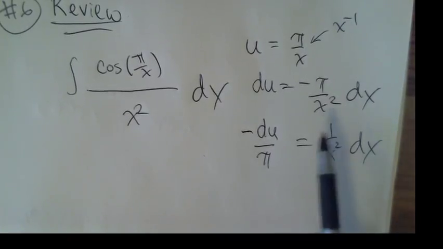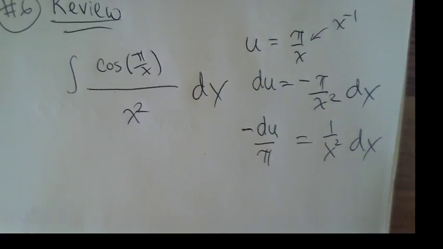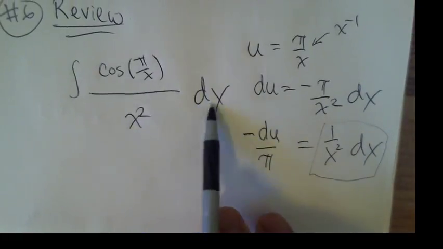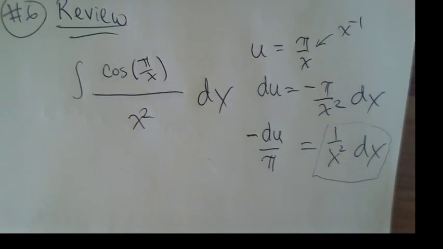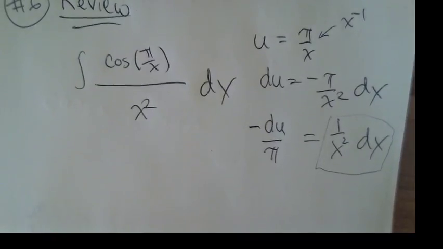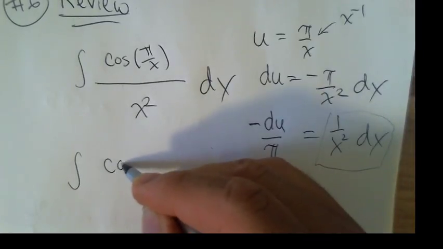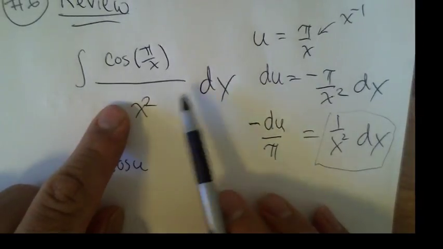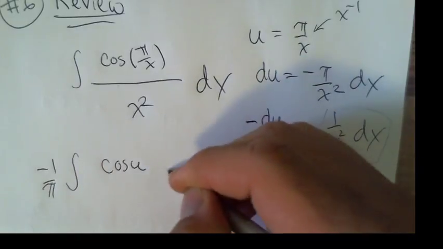Again, in this step I just moved over the pi and the negative to the other side of the equation. The reason for that is because if I look at this, I see x squared and dx sitting out here. All right, so now I can do my substitution. When I substitute, cosine of pi over x becomes cosine of u. I replace x squared and dx with this.